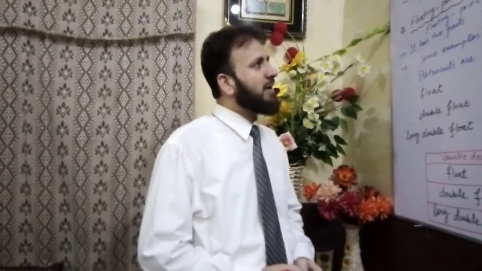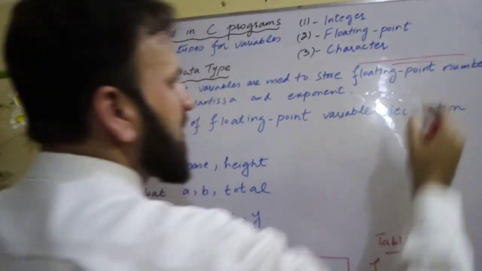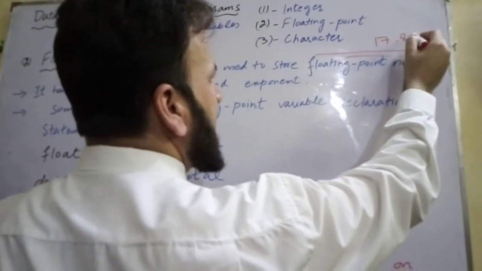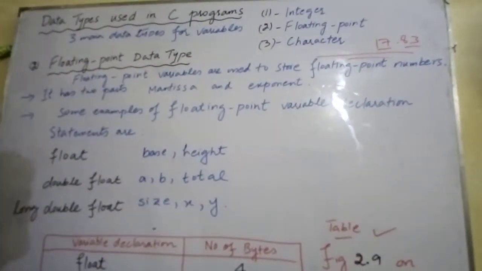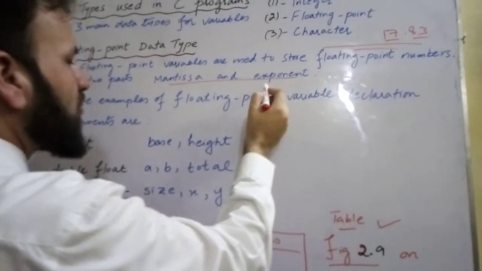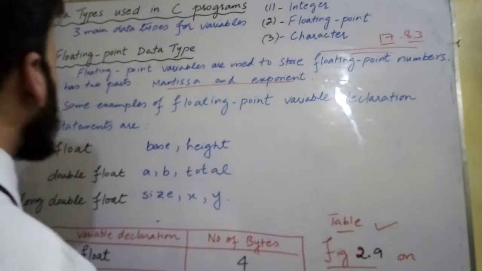Floating point variables are generally used to store floating point numbers, for example such as 17.83, which contains an integral and a fractional portion. It has two parts, mantissa and exponent. It is stored in memory in two parts, mantissa and exponent.